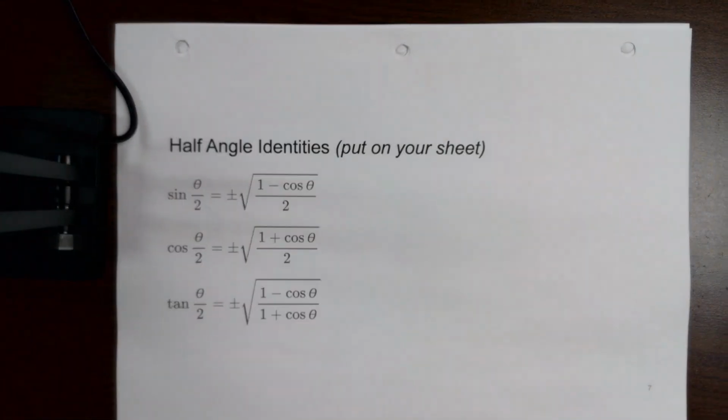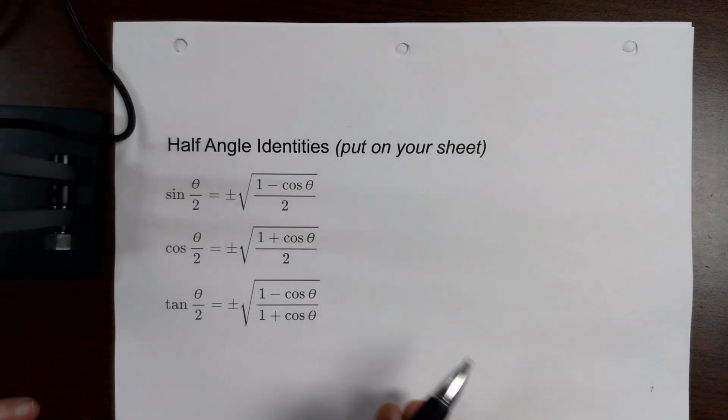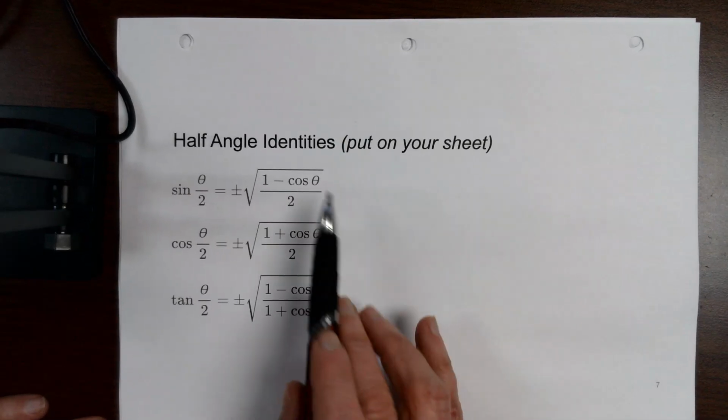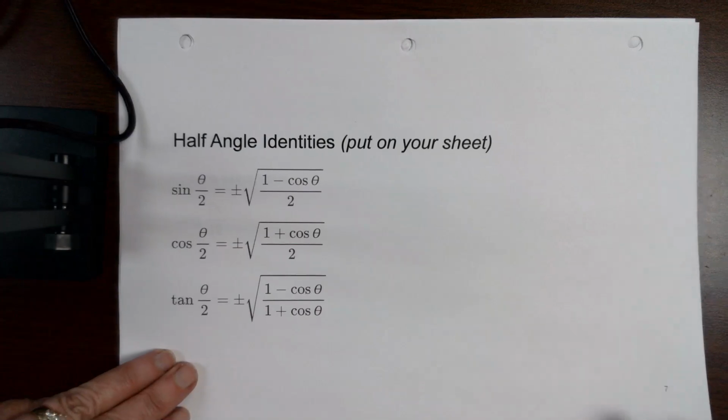All right. Then these are more identities that you need to put on your sheet. So again, pause it and make sure that you add that to your sheet. And now we're going to use those.